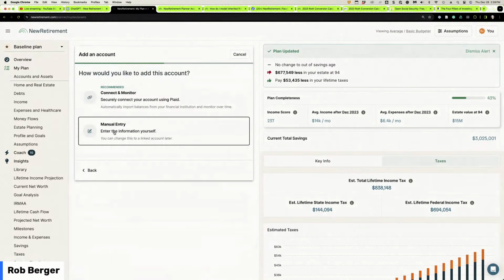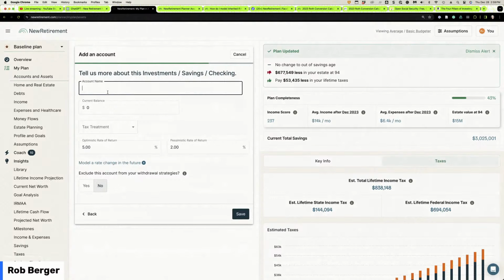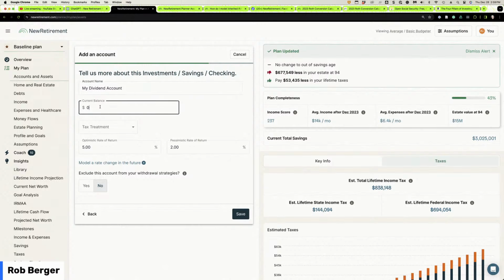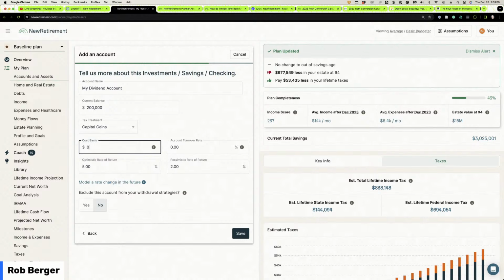Taxable, manual, and I'll call it my dividend account. 200,000, there it is. Now here, it's going to be capital gains, right? And we want the cost basis to be 0. And that's to model this idea of getting paid dividends.